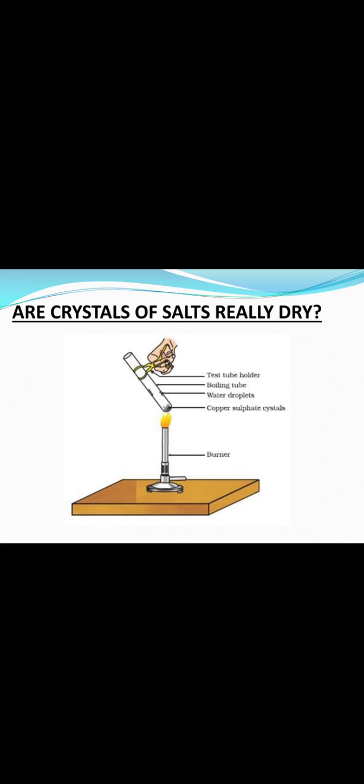Then we add 2 to 3 drops of water on the sample of copper sulfate obtained after heating, and observe what happens. Is the blue color of copper sulfate restored? We need to check that. Copper sulfate crystals which seem to be dry contain water of crystallization. When we heat the crystals, this water is removed and the salt turns white. If we moisten the crystals again with water, the blue color of the crystals reappears.